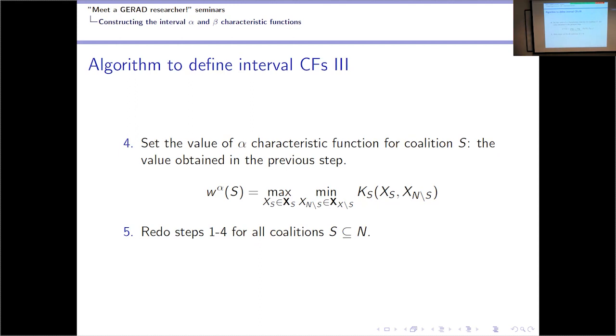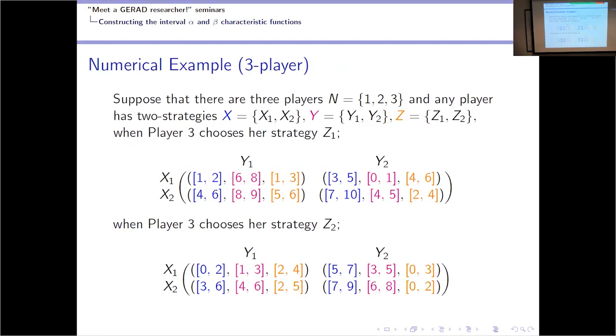So let me give an example to make this clearer in your mind. Here is an example with 3 players. Let me explain how the algorithm works. So here we have 3 players, and each player has 2 strategies. x1, x2 are strategies of player 1, who is the row player. And y1, y2 are strategies of player 2, who is the column player. And z1, z2 are strategies of player 3, who is the matrix player.